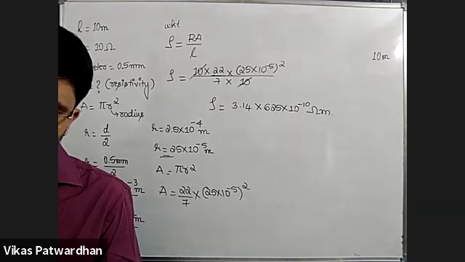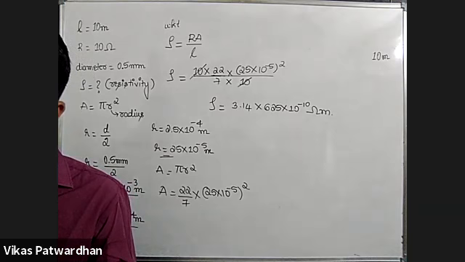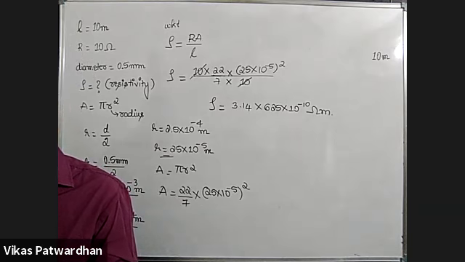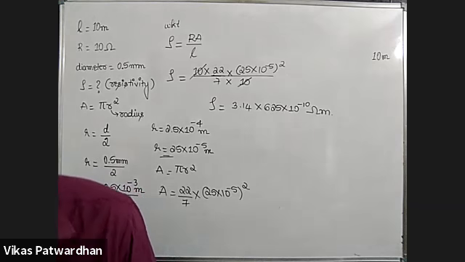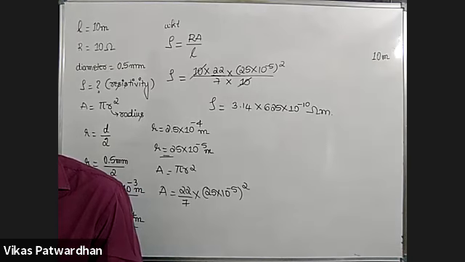Okay, have a look at the question. Those who have doubts, those who don't have doubts, look at the numerical. As per the question, length is given. Then diameter is given. Diameter is 0.5 millimeter. Electrical resistance R is 10 ohms. What is it that I have to calculate? I have to calculate electrical resistivity.